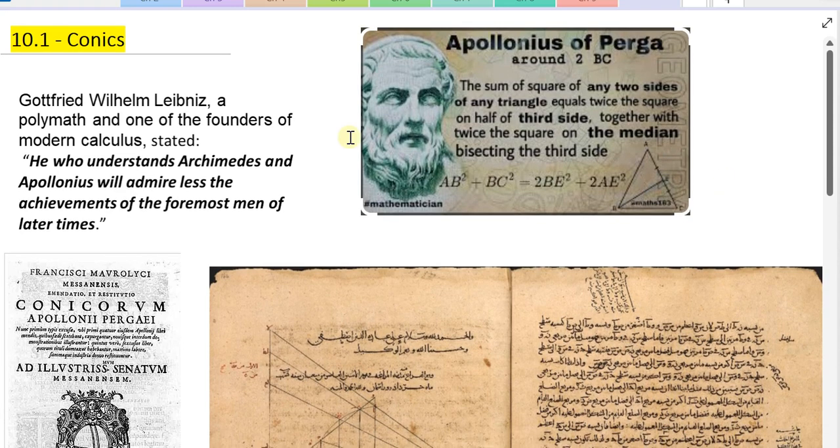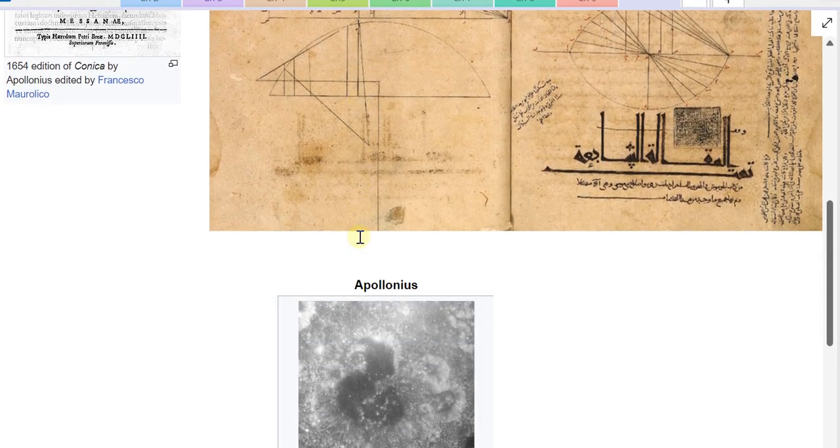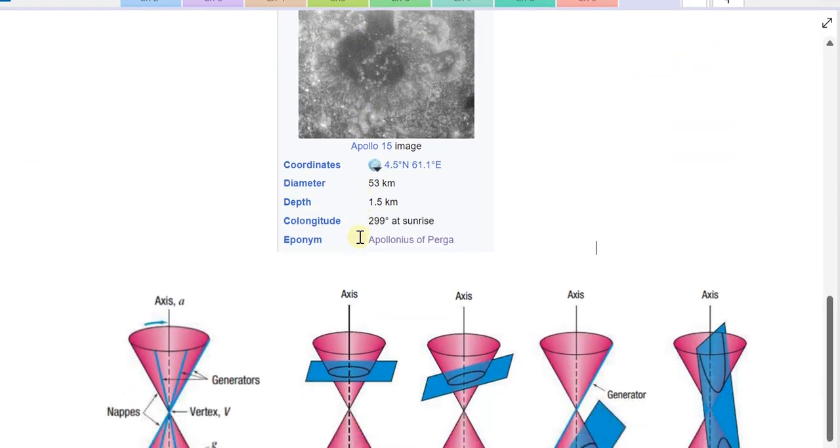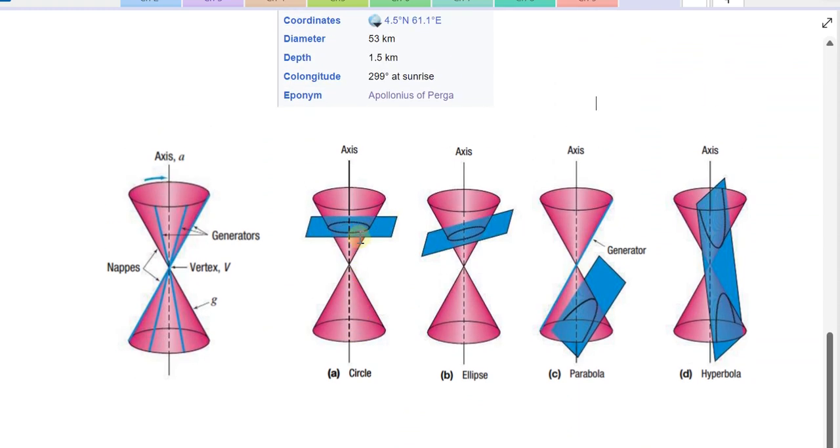And of course, Leibniz, who is one of the founders of calculus next to Newton, quotes, "He who understands Archimedes and Apollonius will admire less the achievements of the foremost men of later times." So anyway, a very interesting subject. So what is this about?